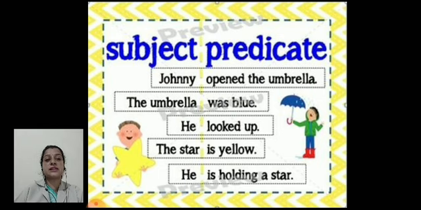Third example is he looked up. He is the subject, looked up is the predicate. Looked is the verb of the sentence and he is the subject, and looked up is the part of the sentence which contains the verb, which is looked, right? So he is the subject, looked up is the predicate.